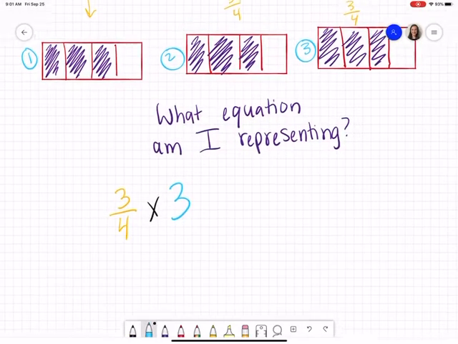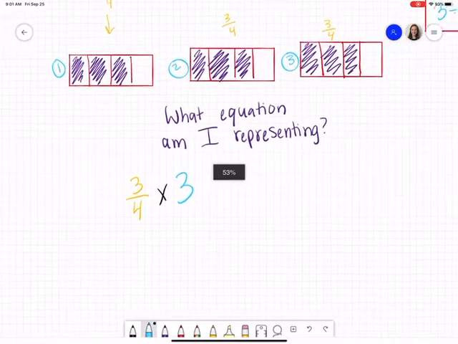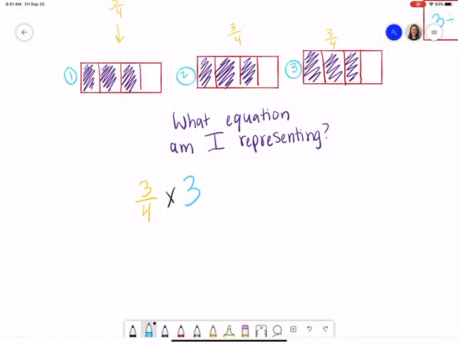Okay? So now I want you to create a story to go with the equation that we have here, which is 3/4 times 3. Okay, so try to be creative. Think about maybe something that you would have to split up into fourths. Okay, try to pause the video and create that. If you get stuck, you can unpause and we're going to go through this together. You can also unpause to check yourself. So here we go.